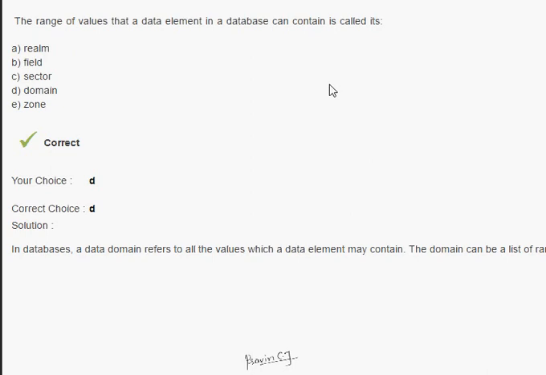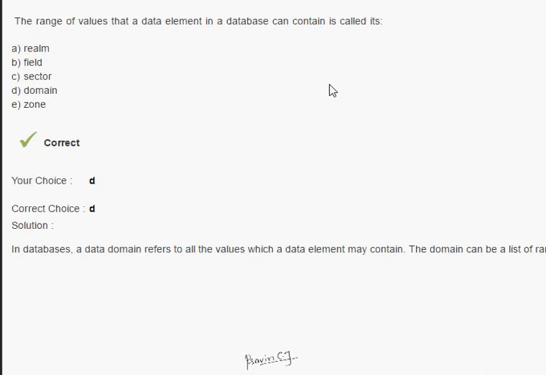The next question is: the range of values that a data element in a database can contain is called its domain. Okay. The data domain refers to all the values which a data element may contain.